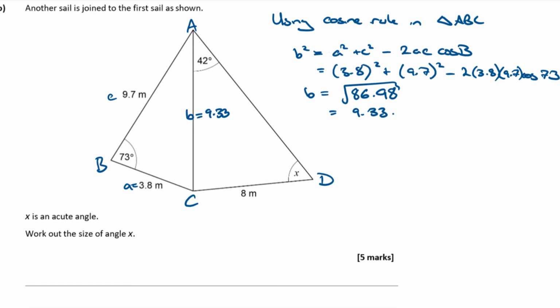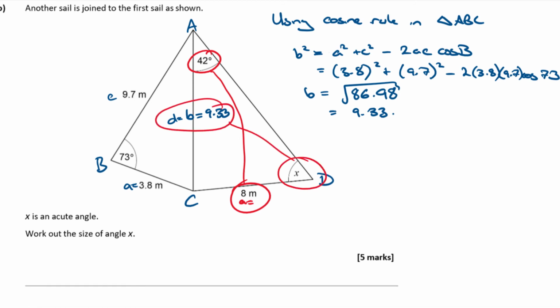So now let's move over to the second triangle. In the second triangle, I have been given two pairs of opposites. I've got angle A and side A down here, which is opposite A, so let's call that little a. And I've got side B, which is also equal to D, isn't it? Little d, because it's opposite angle D, which is x. That's the angle we're trying to find.